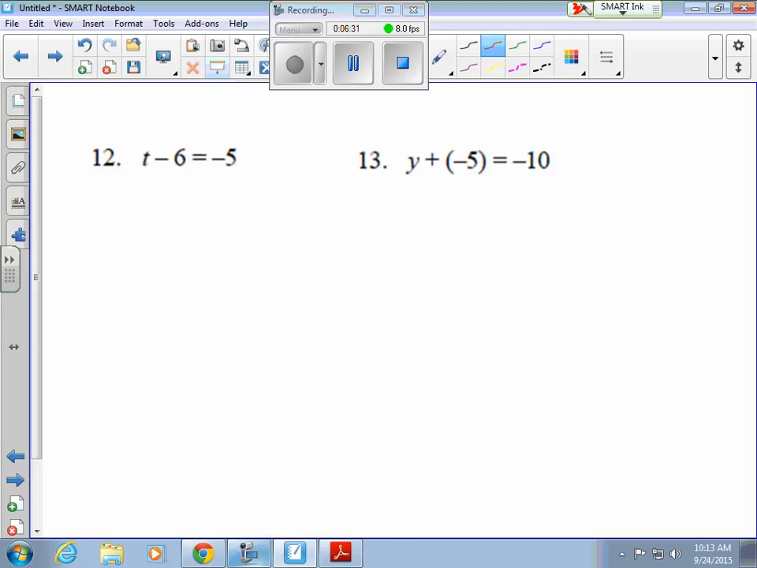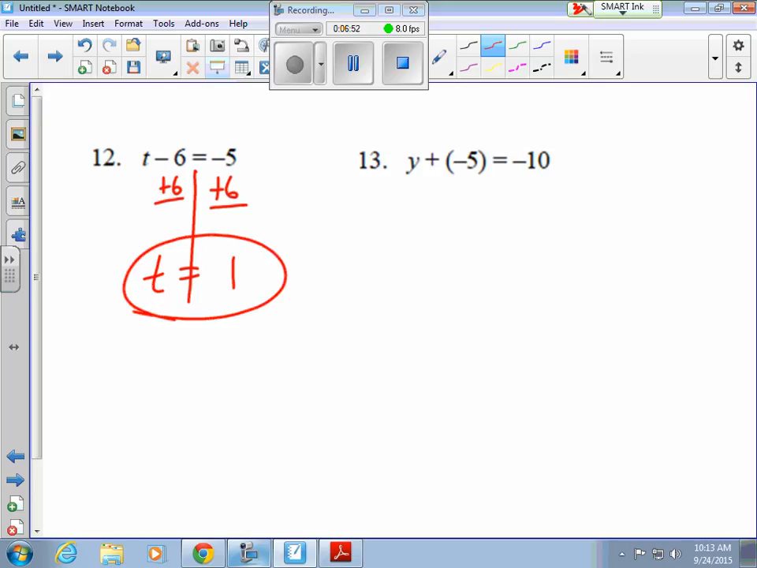Number 12, t minus 6 equals negative 5. Same thing. We want t by itself. Undo minus 6 by adding 6. If you do it to the left, do the exact same thing to the right. Negative 5 plus 6, opposite signs, subtract them. 6 minus 5 is 1, and 6 is the bigger absolute value. Therefore, it's going to keep that positive sign.